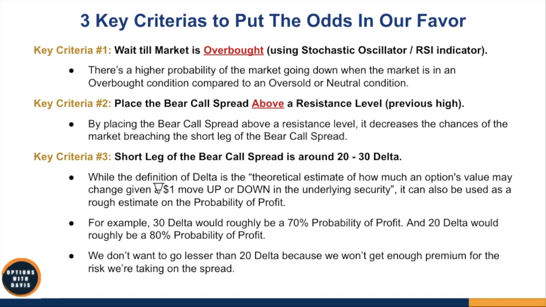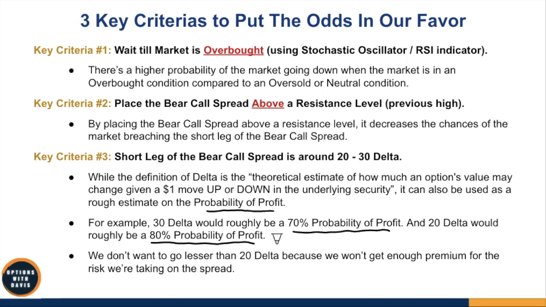Now, while the definition of delta is the theoretical estimate of how much an option's value may change given a $1 move up or down in the underlying security, it can also be used as a rough estimate of the probability of profit. This is an important concept to understand when you're trading credit spreads such as this. So for example, a 30 delta would roughly be a 70% probability of profit, and a 20 delta would be roughly an 80% probability of profit.